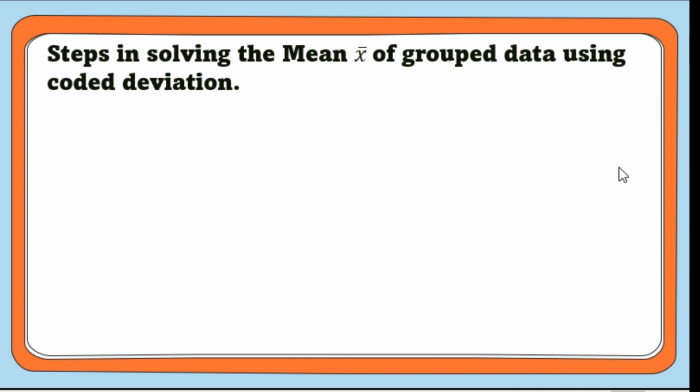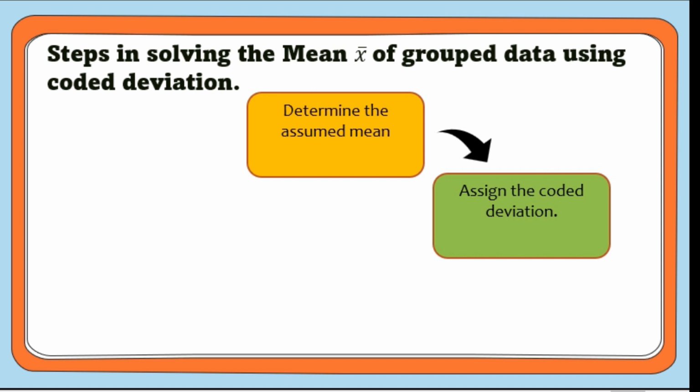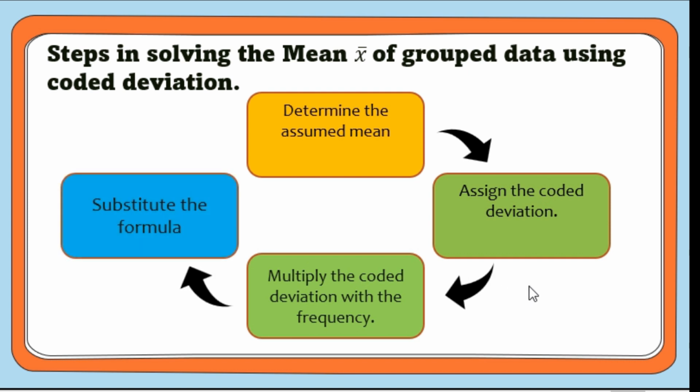These are the steps in solving the mean of grouped data using coded deviation. The first one, we need to determine the assumed mean. After determining the assumed mean, we will be assigning the coded deviation for each class interval. Then, we multiply the coded deviation with the frequency, and we substitute in the formula and solve for the mean.